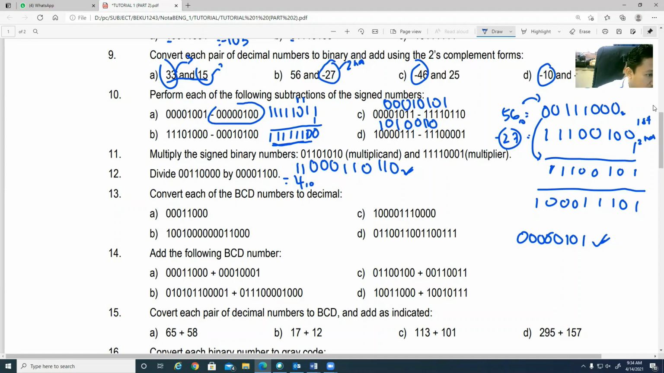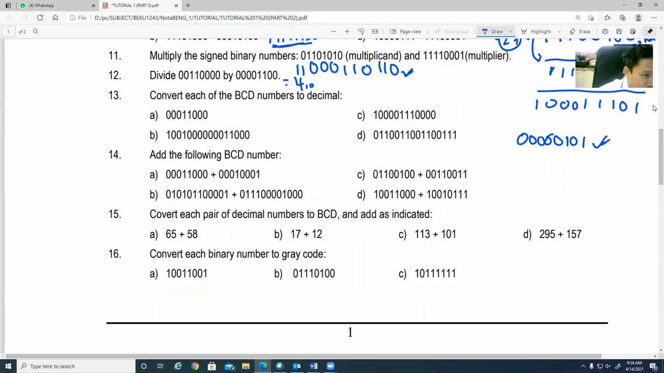Then 13, convert each of the binary coded decimal to the decimal. So 15. You can divide this one, or refer to the YouTube, the previous video, for the explanation on this one. So for 15, just divide by 4 digits, 1, 2, 3, 4, and so on. For example, 8, 1, then this one will be 9, 0, 1, 6.